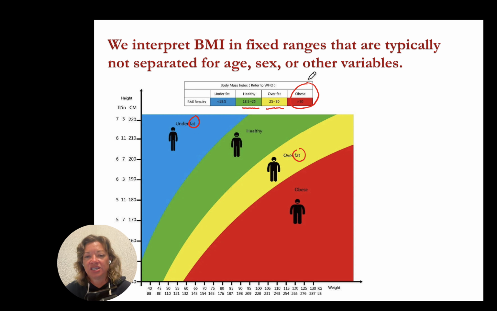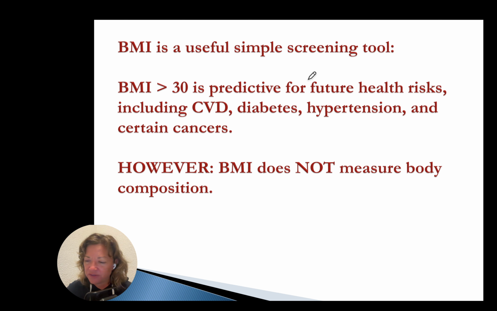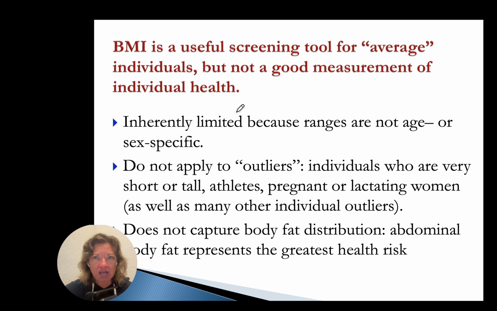It was designed as higher than 30 is an indicator of risk for cardiovascular and other types of disease. So BMI is a useful, simple screening tool. And a BMI over 30 is predictive for future health risks, including CVD, that's cardiovascular disease, diabetes, hypertension, certain cancers. However, the really important point about BMI is that it does not measure body composition. So BMI does not measure percentage of body fat.